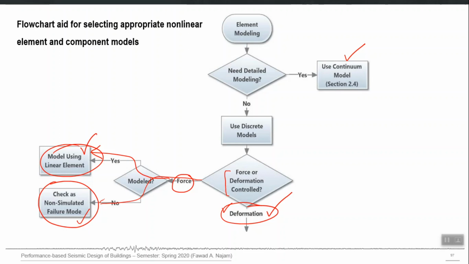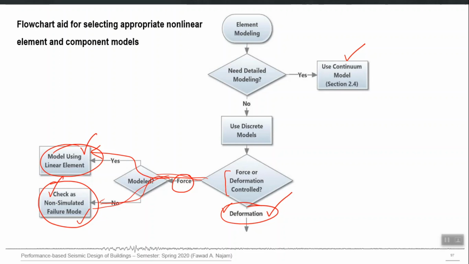So this is what we do by default. Even in linear modeling, we run the analysis. Since there are no hinges, the program doesn't know what shear failure is. It simply reports the shear force in all the elements. Then we compare that shear force with the shear capacity of each element to check whether shear failure will occur in reality or not, right? So this is that third line: the force control action is not simulated, so you have to check it as a non-simulated failure mode. Shear is one example of that, right?